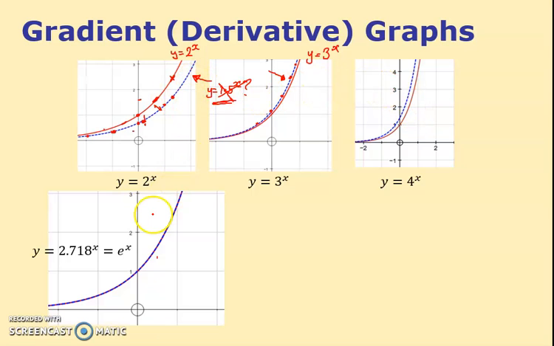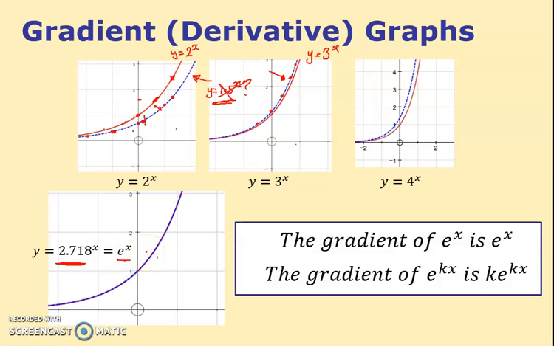And it's no surprise that it's a weird number in between the 2 and the 3, because in between the 2 and the 3, it's either a little bit high or a little bit low. And that weird number that gives you the same gradient as you started with is 2.718 to the x, and that's why we've given it a name. It's y equals e to the x.